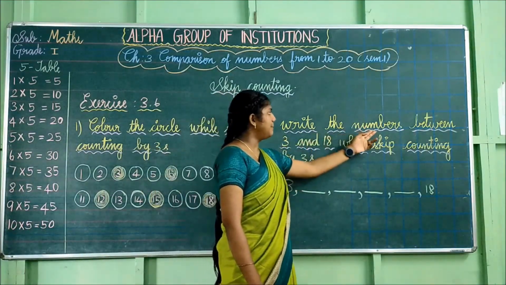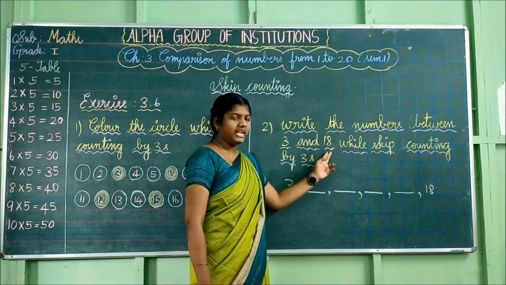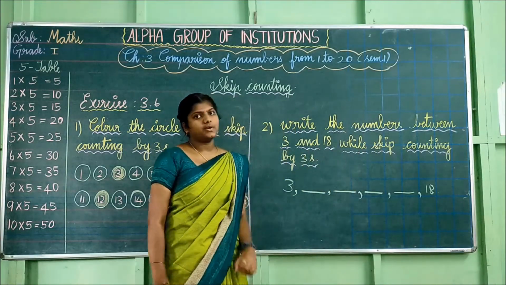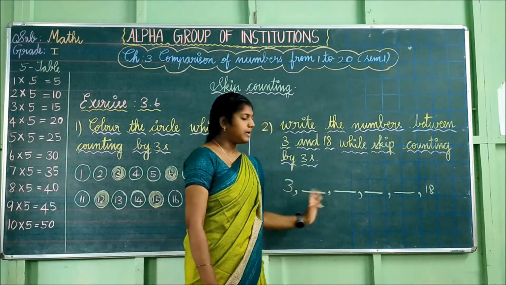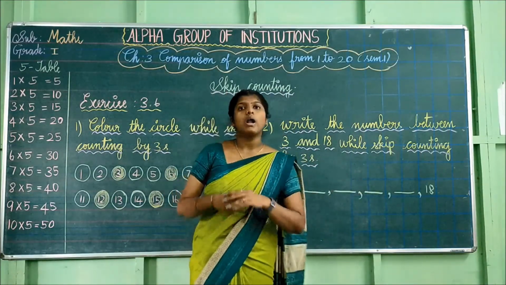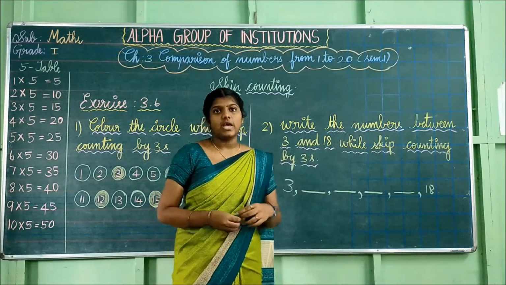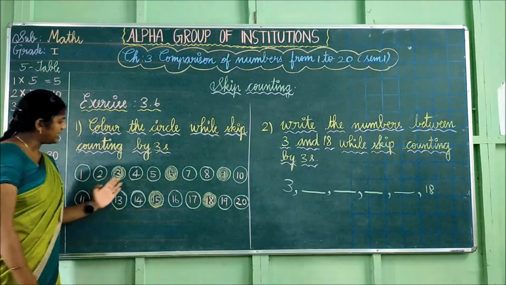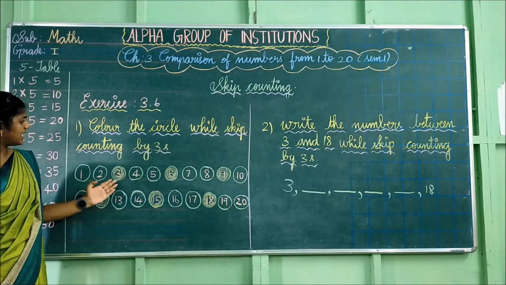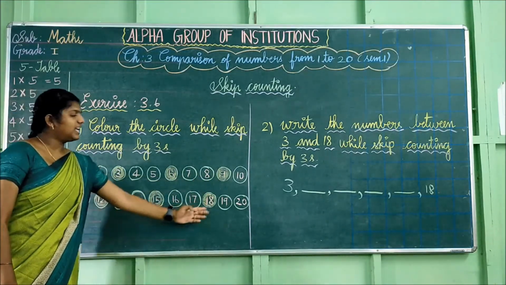Write the numbers between 3 and 18 while skip counting by threes. So here they give number 3 and 18. We have to write here what are the numbers that will come by skip counting threes. We already have colored here skip counting by 3. So what are the numbers we got? 3, 6, 9, 12, 15 and 18.